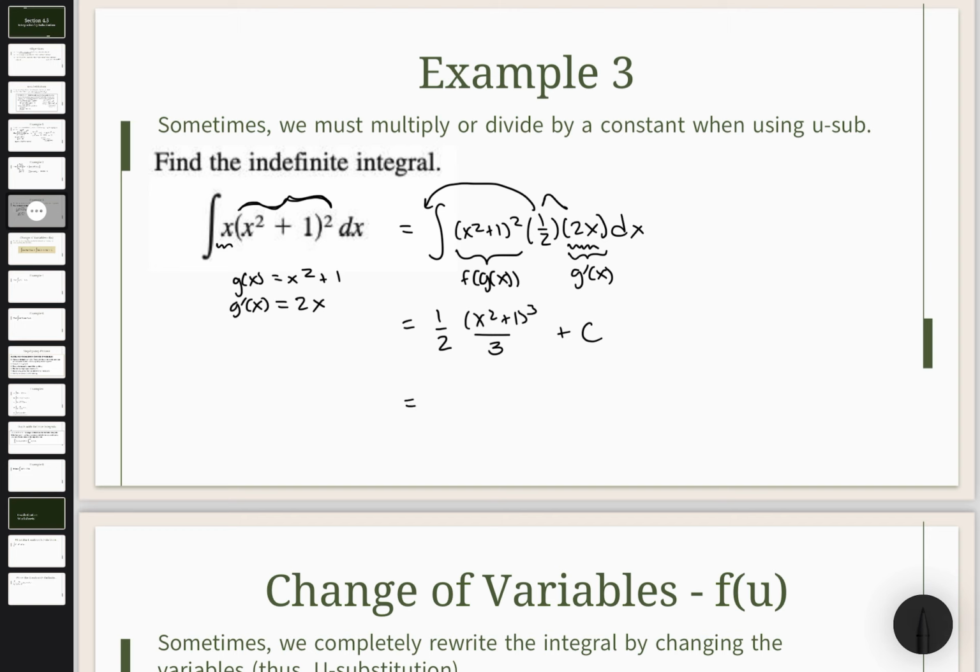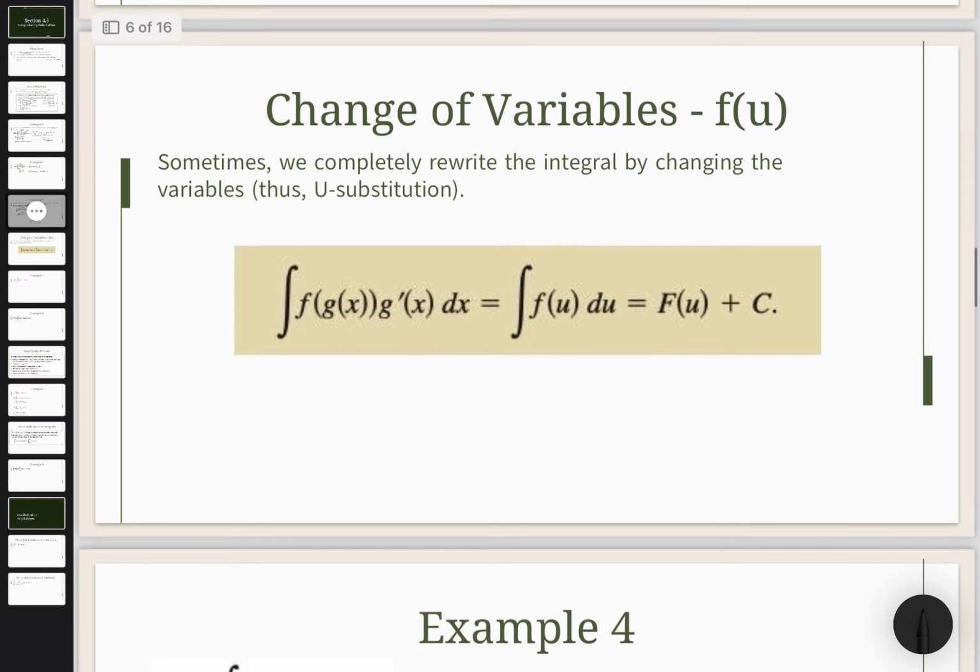And then I'm going to simplify that a little bit by combining the 2 and the 3. So we have 1/6 x squared plus 1 to the third plus c. And that is our answer to this one. So again, sometimes I just need to rewrite this by multiplying and dividing by a constant. 1/2 times 2, that's the same thing as multiplying by just 1, right? And that was helpful. We use that to our advantage to rearrange this.